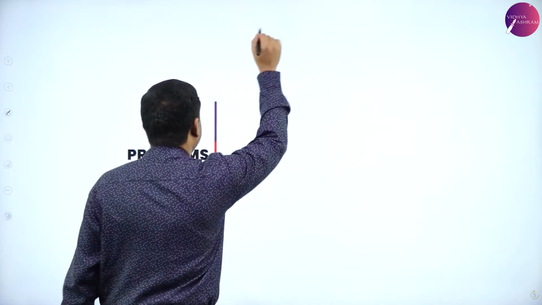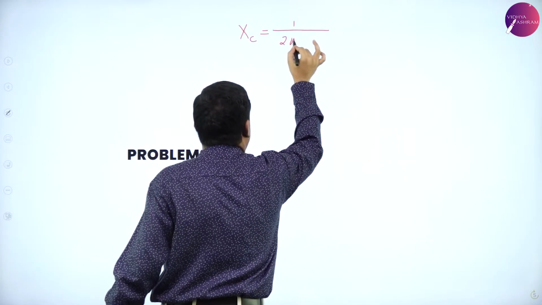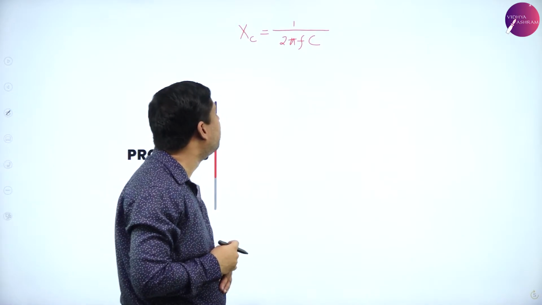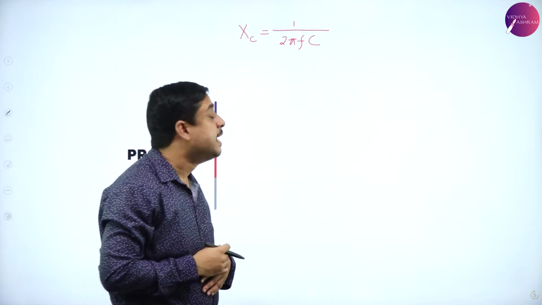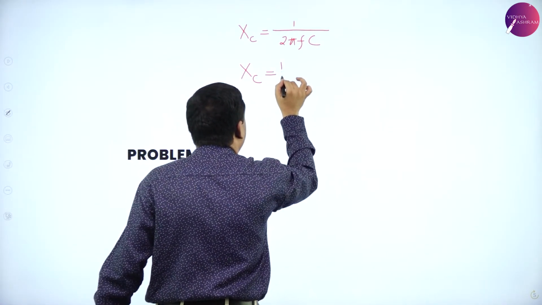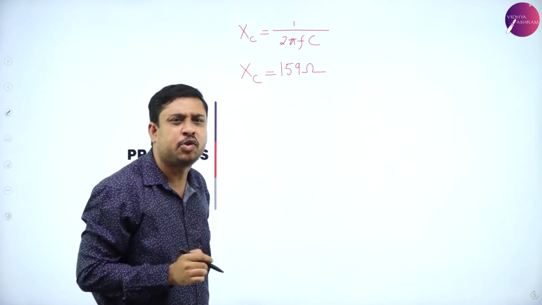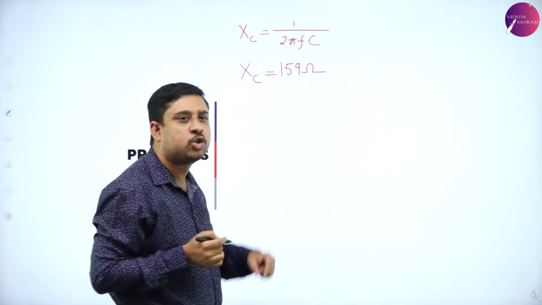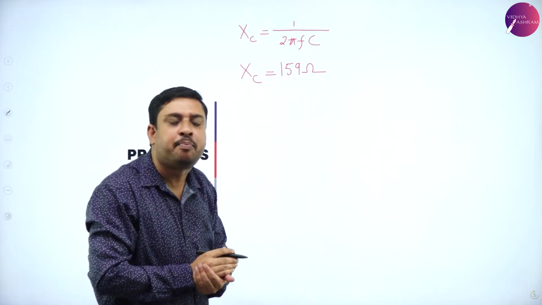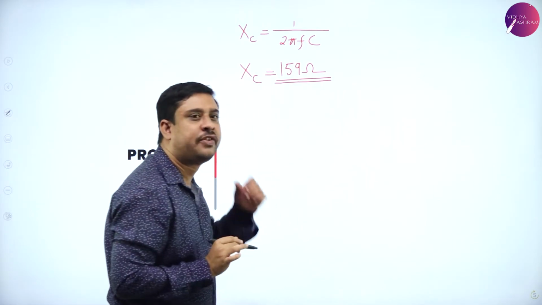So all of us know, capacitive reactance is 1 by omega C, so it is 1 by 2 pi FC, and C is 10 power minus 6. Therefore, when we do the substitution, this turns out to be 159 ohms. Take your calculator, simple, 2 into 3.14 into 50, substitute for C, 20 into 10 power minus 6, simplification, XC turns out to be 159 ohms.